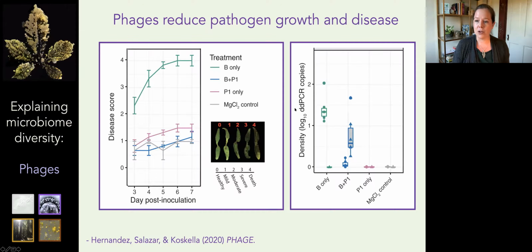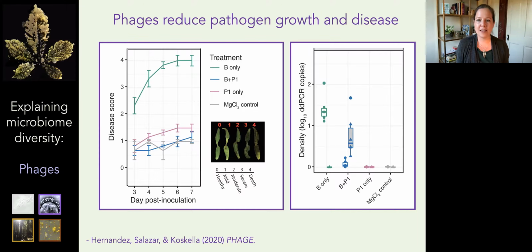And on the right, we use droplet digital PCR to measure absolute abundance of the pathogen, but we can also measure absolute abundance of the phage. So when you look at bacteria only, what this is showing is there's a lot of bacteria and no phage. When you combine bacteria and phage, there's less bacteria, that's that blue open bar here, and a lot of phage, blue shaded gray bar. And if you have only phage, there's no reproductive capability, so the phage does not grow.